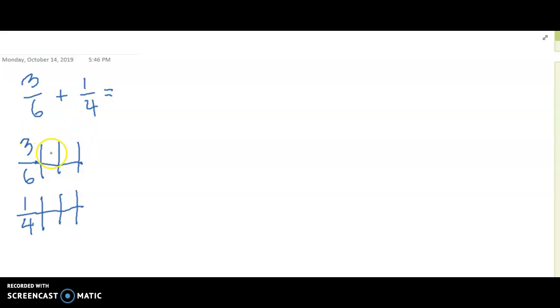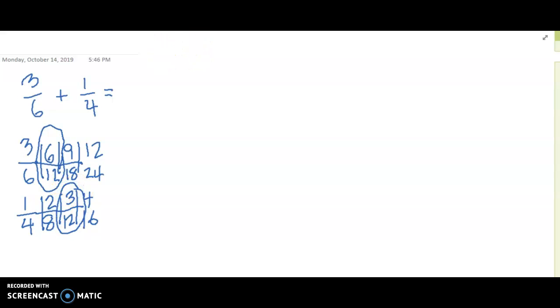Count by 3: 3, 6, 9, 12. Count by 6: 6, 12, 18, 24. Again, knowing your math facts helps. Multiples of 1: 1, 2, 3, 4. Count by 4s: 4, 8, 12, 16. Alright, so now I'm looking for a common denominator in both lists. 6 is not in this one, 12 and 12. So 6 12ths plus 3 12ths.